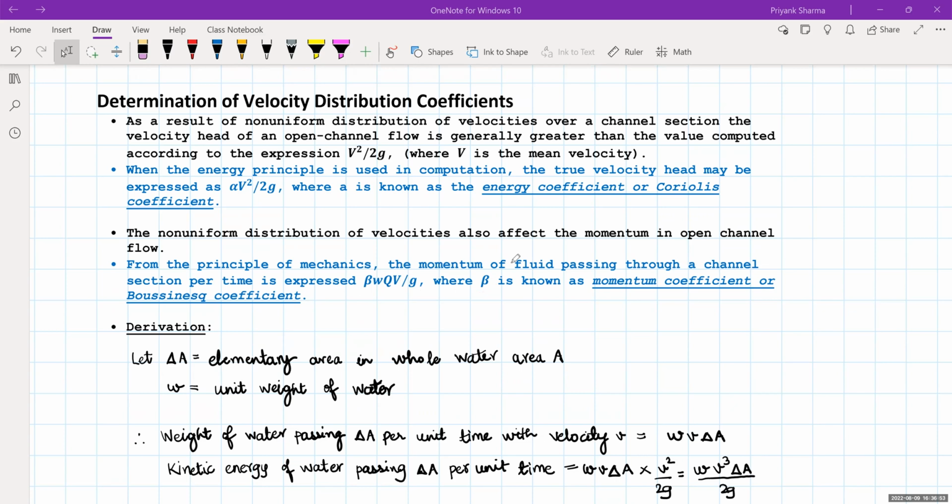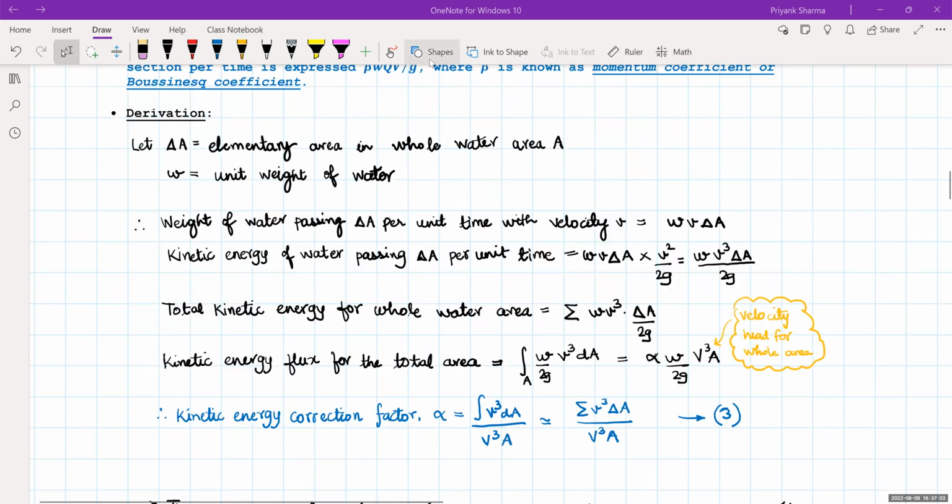Now we will derive how the values of alpha and beta are computed. For that, we take an elementary area in the whole water area. If you have the entire water area, you take a smaller area, delta A, and W is the unit weight of water. What is the weight of water passing the elementary area delta A in unit time at a given velocity V? That is nothing but W into V into delta A. So this is the weight of water.